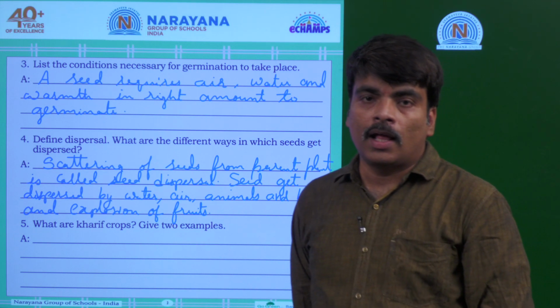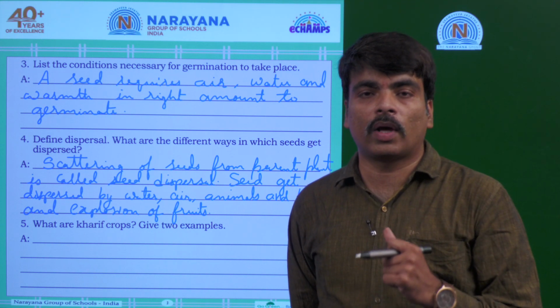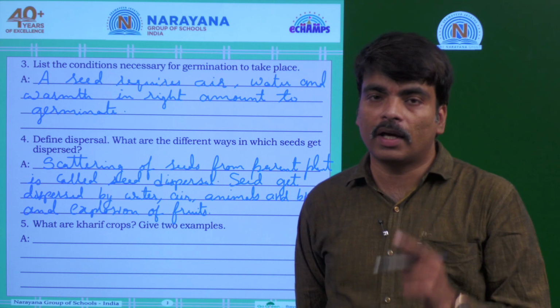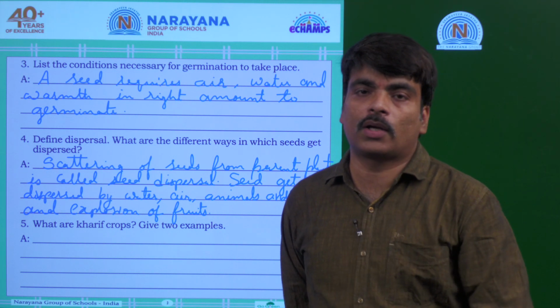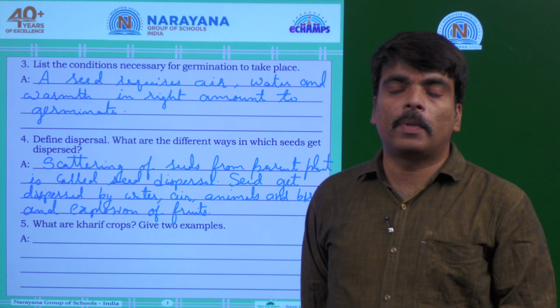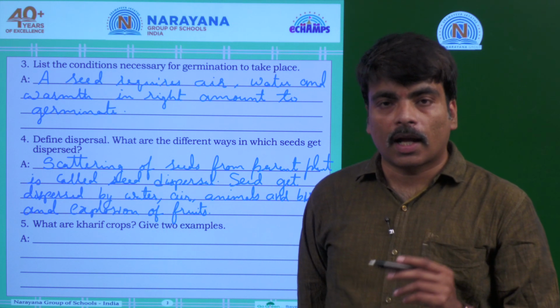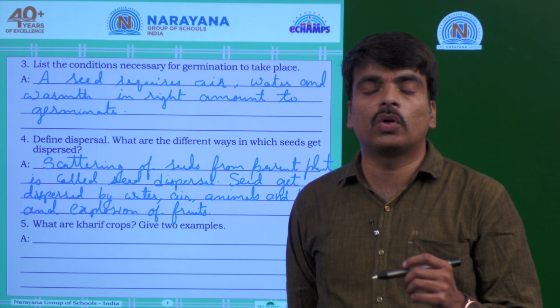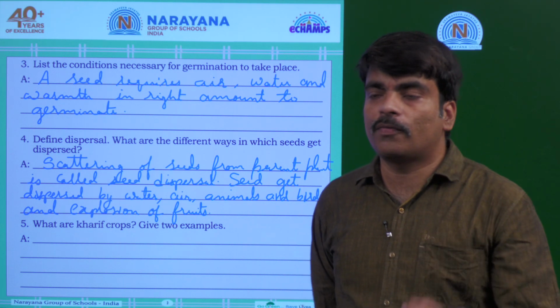In India, the agricultural year is divided into two seasons. One is Kharif and the other is Rabi. Kharif season is from May to October. The agricultural period from May to October is called the Kharif season, and the crops grown during that season are called Kharif crops.